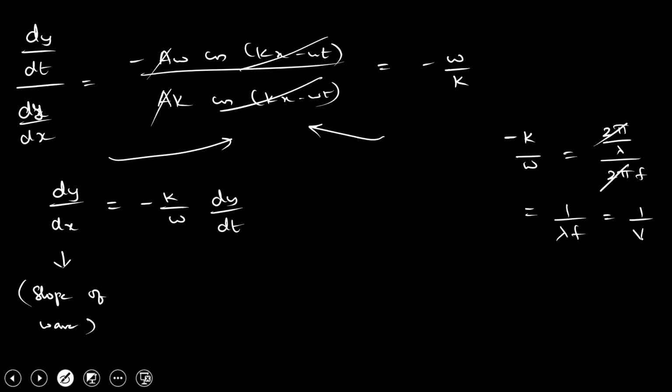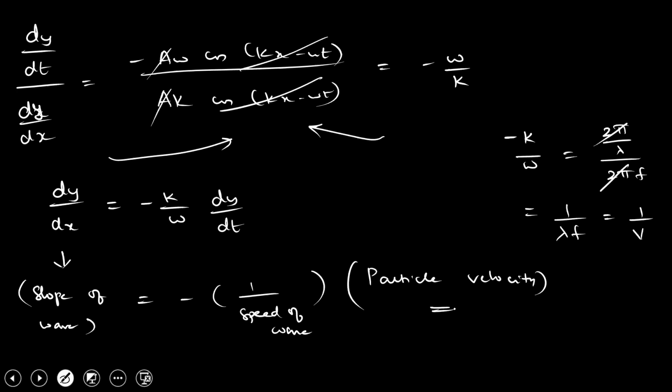So slope is equal to negative of 1 by speed of wave, or I can call it wave velocity also, into dy by dt, the rate of change of displacement of the particle. It is called as particle velocity. So here what I am trying to say is the slope of a wave at a particular point is going to be negative of the particle velocity divided by the speed of the wave.